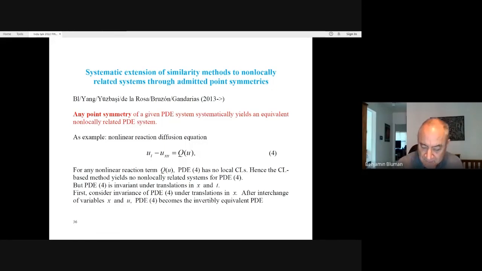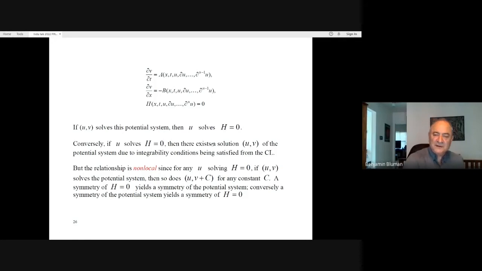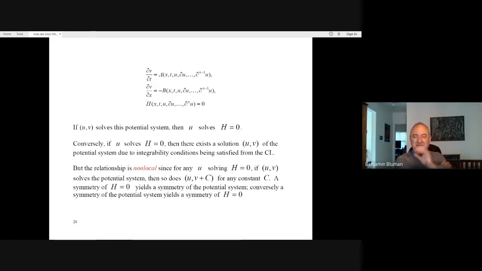And it came about from the observation right here. Let's take a look at this potential system that we obtained from a conservation law. What is the most important thing about it? Well, it's really the fact that it's invariant under translation in V. And this led to a lot of thought about what does that mean? Well, what it really means, if you think about it carefully, is that if you have a point symmetry of a PDE system, a point symmetry could lead to a non-locally related system. Now that seems a bit odd to say, but let me just show it to you now.